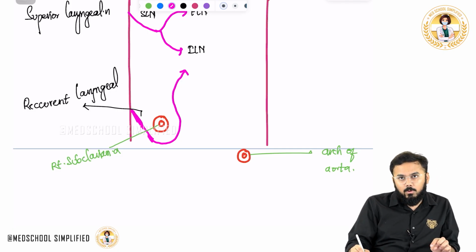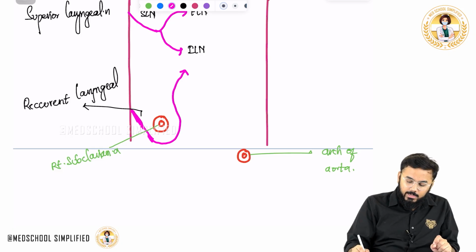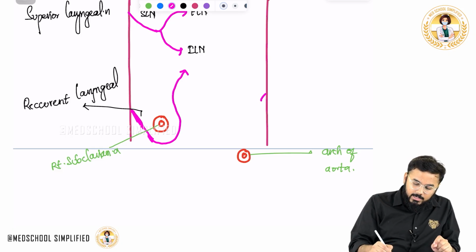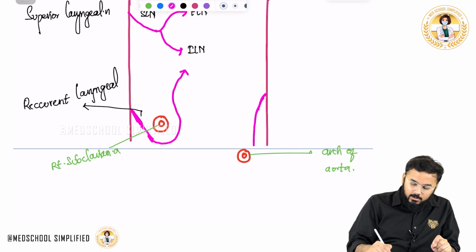Because if there is any problem with the right subclavian artery, or if there is an aneurysm of this artery, which nerve will be compressed? The recurrent laryngeal nerve will be compressed. In the same way, you see another nerve here, right? This is also a recurrent laryngeal nerve, but on the left side. This recurrent laryngeal nerve is longer.